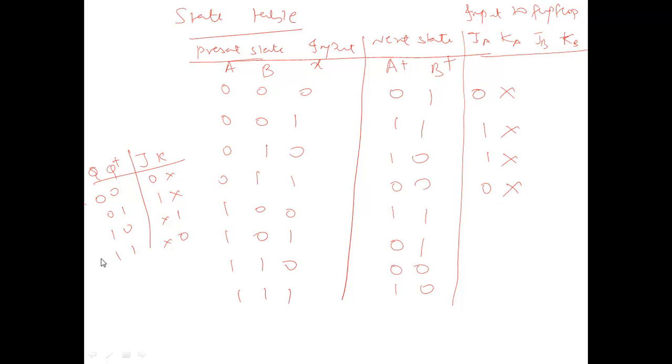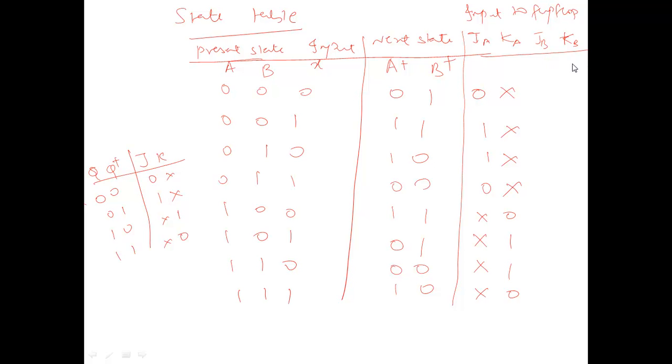For A to A plus 1 to 1 is x0. Then 1 to 0 is x1, again 1 to 0 is x1, and 1 to 1 is x0. You completed JA using the excitation table.